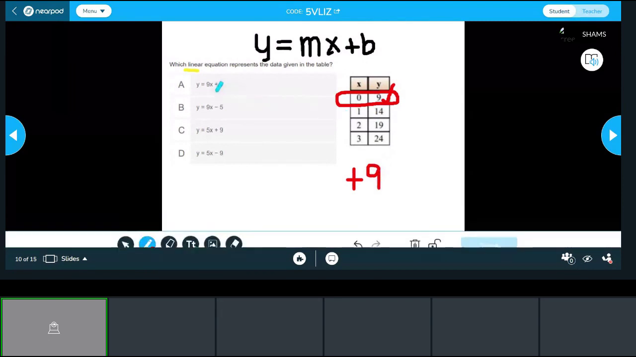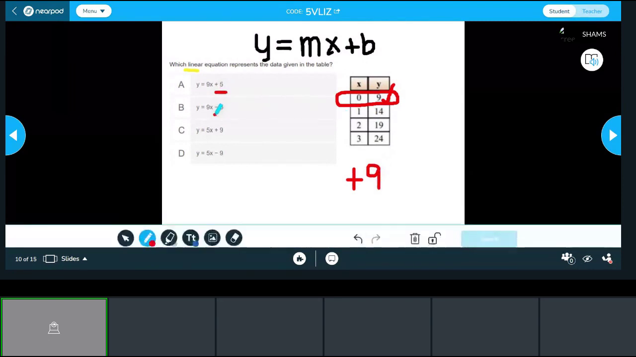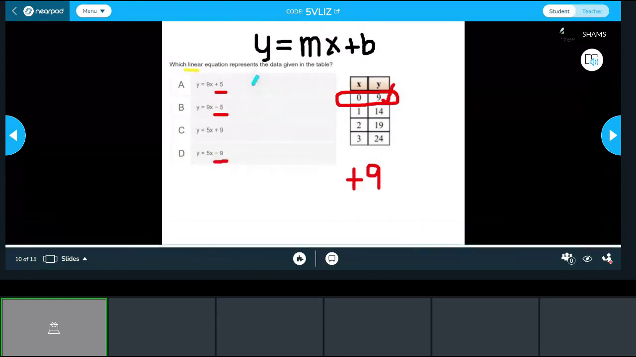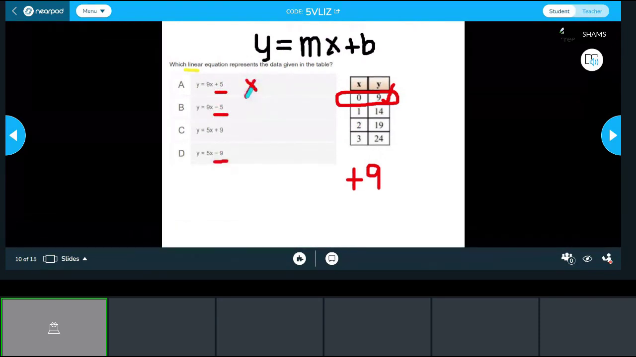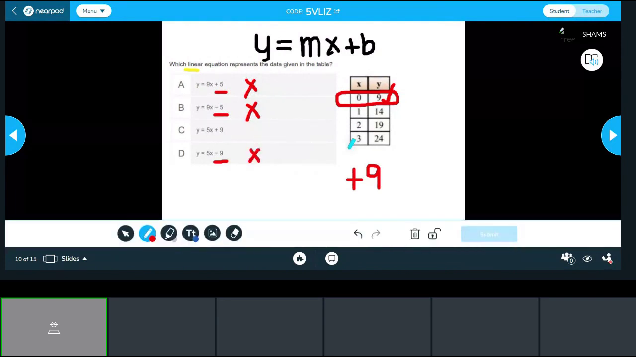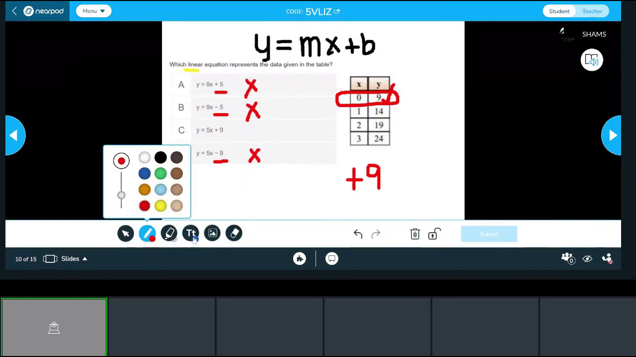I know it is not a plus 5. It is not a minus 5. It is not a minus 9. I will scratch off all these answers. It literally leaves just one correct answer for me at this point. I will still work my way out and figure out if this is the correct answer or not. I'm going to go find m.